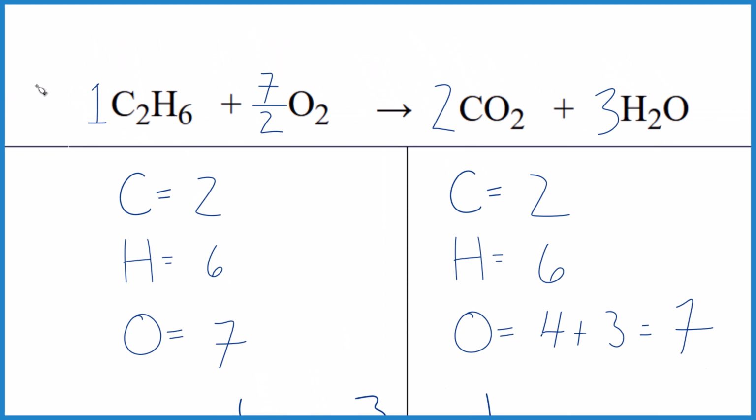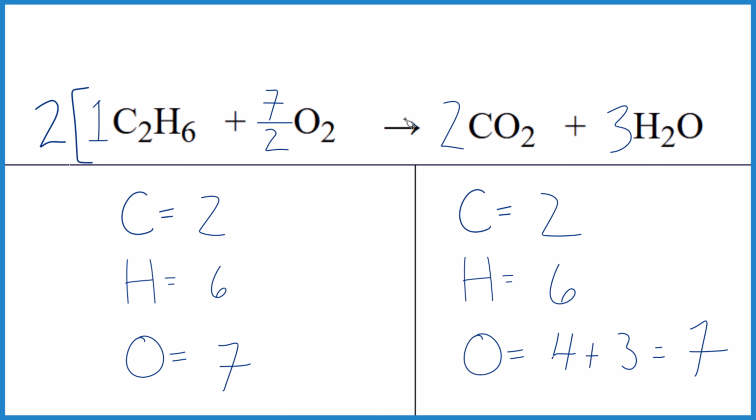We could change these. If we multiply everything by 2, we end up with whole number coefficients, like this. And often teachers like you to do this so you have these whole numbers here. So now we have 2, 7, 4, 6. Those are the coefficients, and it's the same ratio as 1, 7/2, 2, and 3.